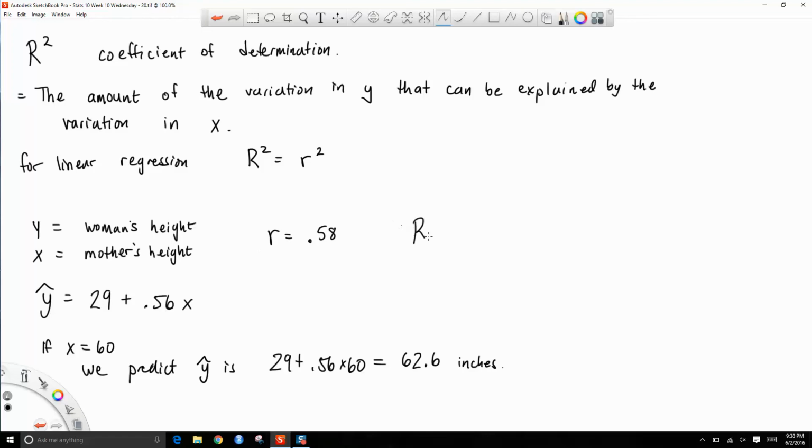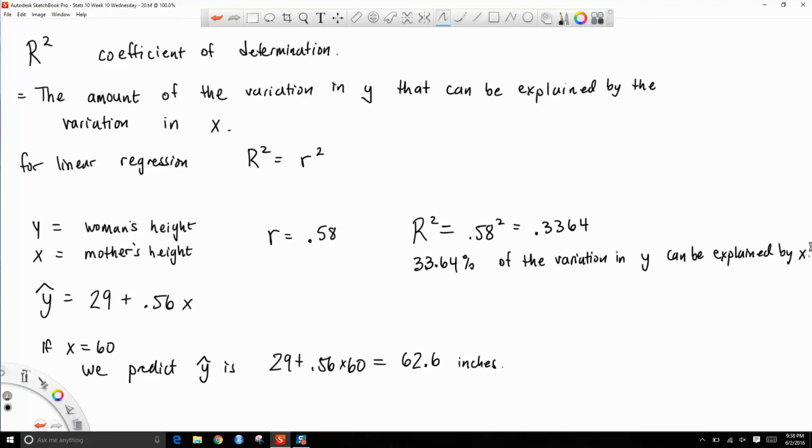So then our r squared would be 0.3364. So 0.58 squared is equal to 0.3364. All right. So what this says is that basically 33.64% of the variation in y can be explained by x. So what does that mean?